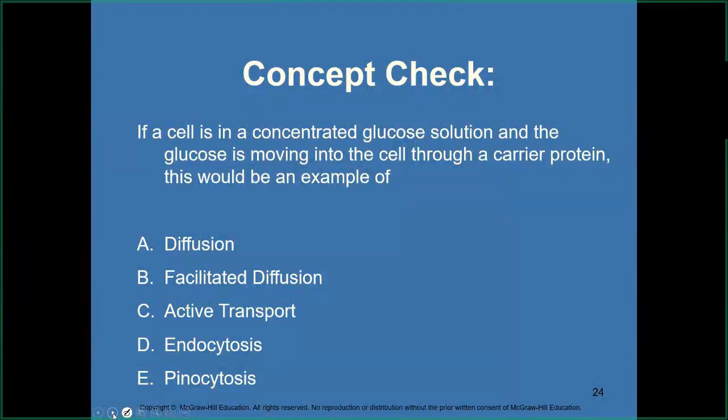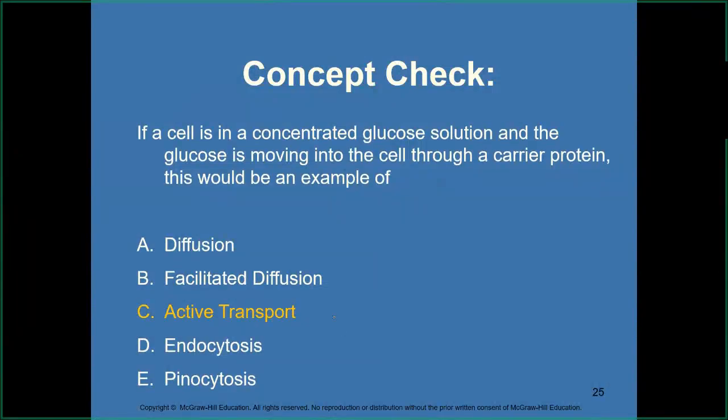So if a cell is in a concentrated glucose solution and the glucose is moving into the cell through a carrier protein, it would be an example of, because it's a concentrated glucose solution and it's moving into the cell through a carrier protein, doesn't mention anything about ATP. Seems that there's a concentration gradient from high to low, high being outside, low on the inside. Carriers being used. This looks like facilitated diffusion. That's what I would accept as the answer.